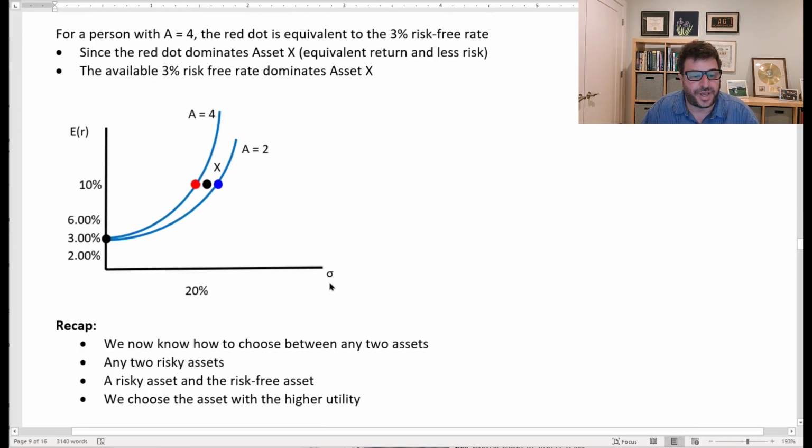And so just to recap, we now know how to choose between any two assets, any two risky assets, or a risky asset and the risk-free. We choose the asset that has the higher utility.